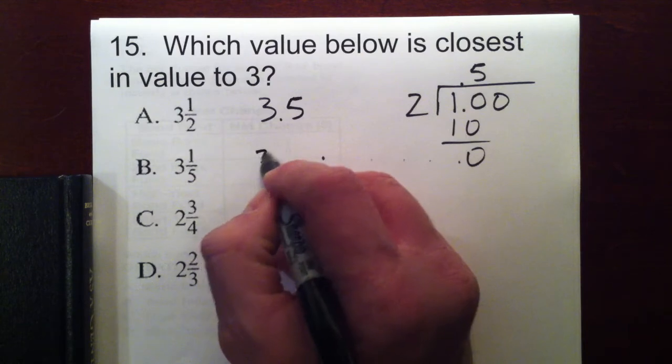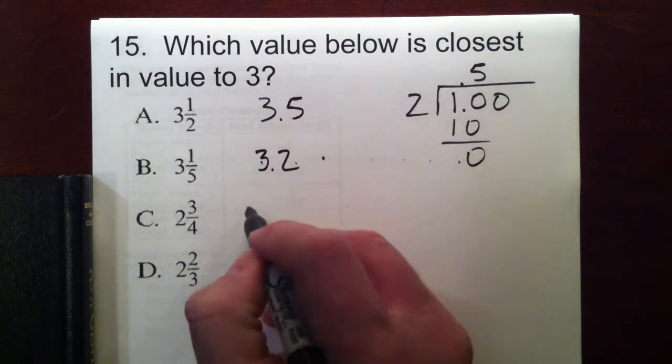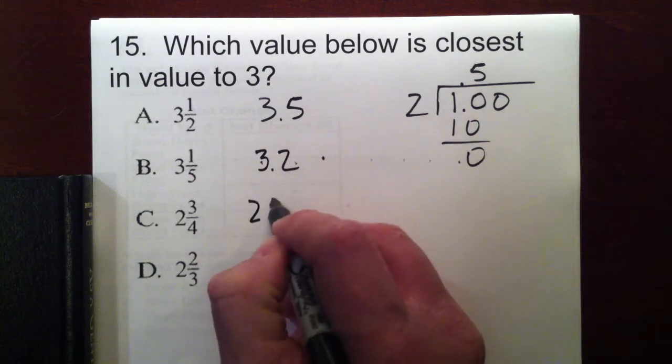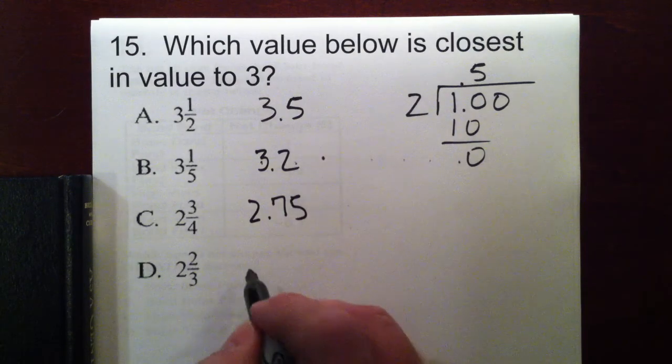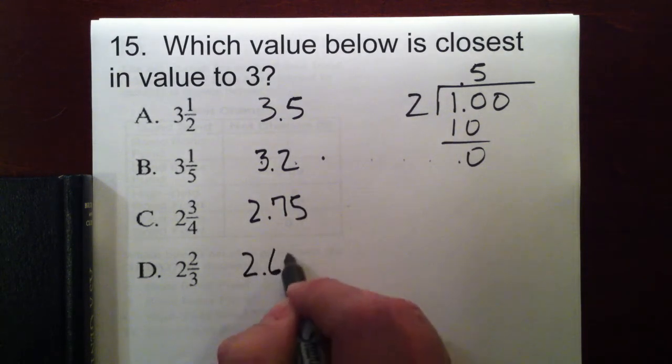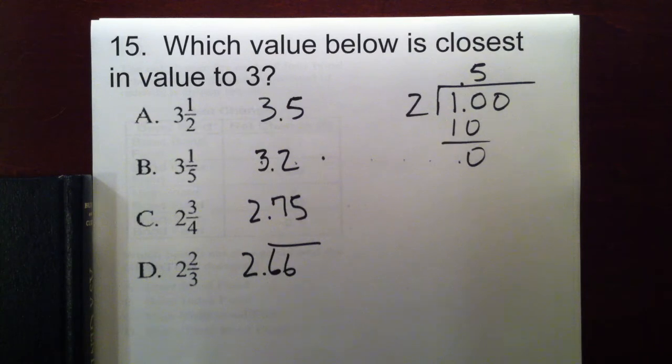Well, this will become 3.2 if you divide it out. This will become 2.75 if you divide it out. And this will become 2.66 repeating if you divide it out.